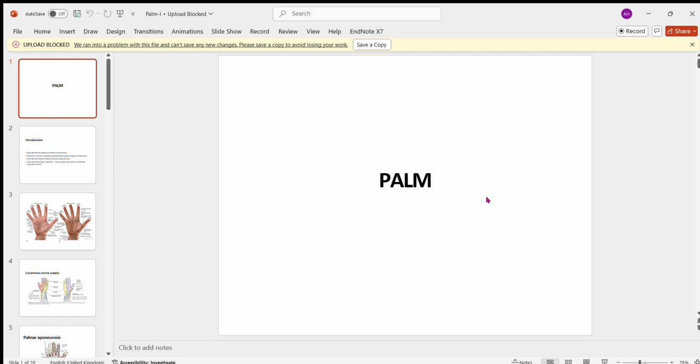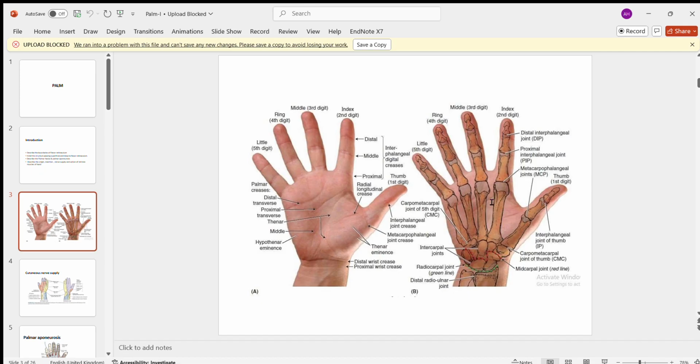Today we are going to discuss the hand. The ventral aspect of the hand is called the palm and the dorsal aspect is called the dorsum of the hand. Here we can see the palm, the various structures that we see on the bare palm.